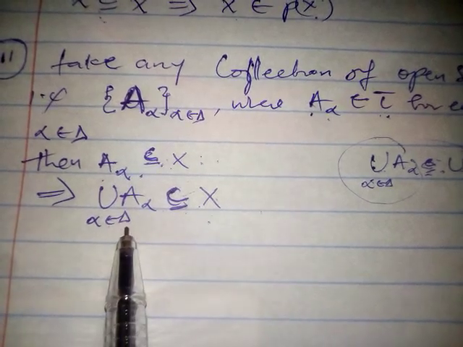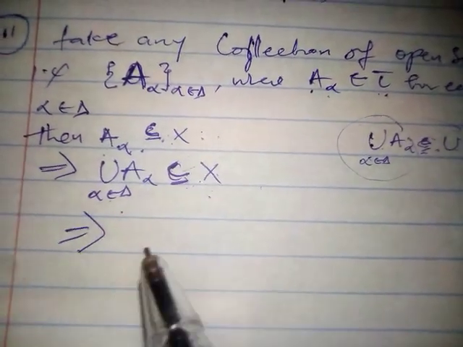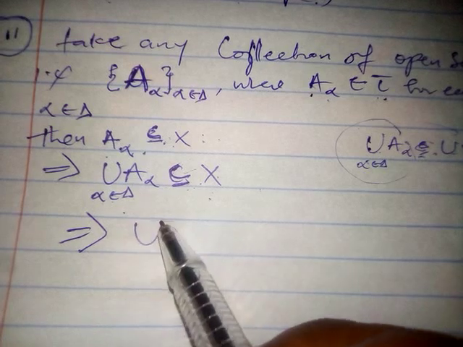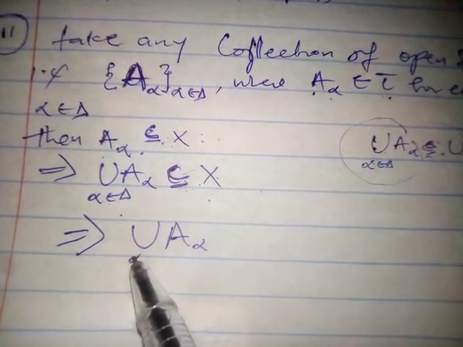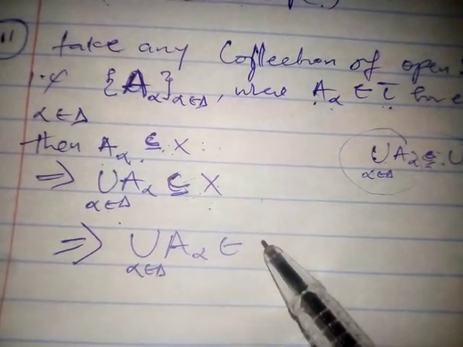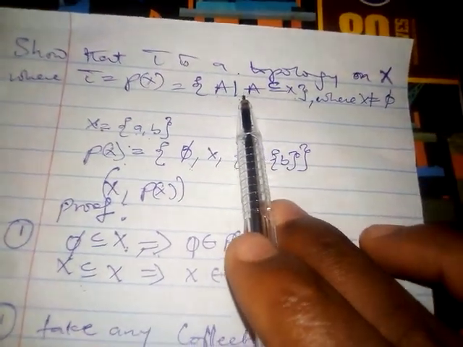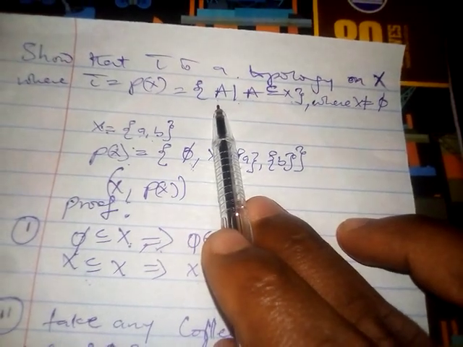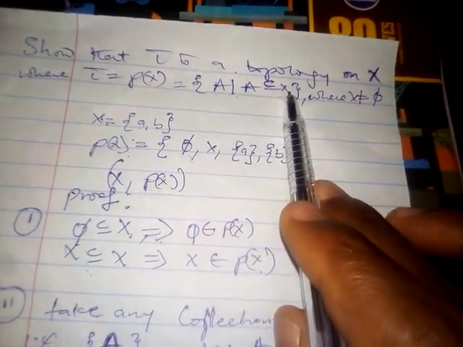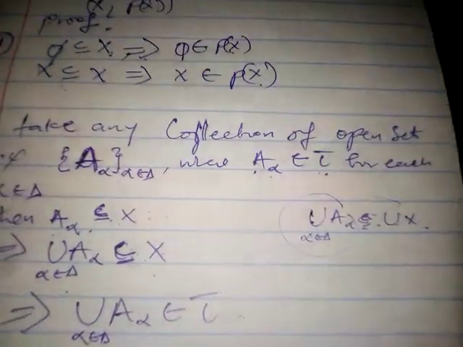Now if the union of A alpha, as we pick alpha from delta, is a subset of X, what does this imply? This also implies that the union of A alpha as alpha from the index set will always be in the topology, since A is an open set such that A is a subset of X. So if this is a subset of X, therefore this must be in the topology. So we are using the conditions to solve the problem.